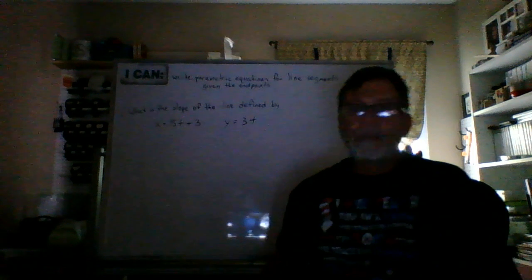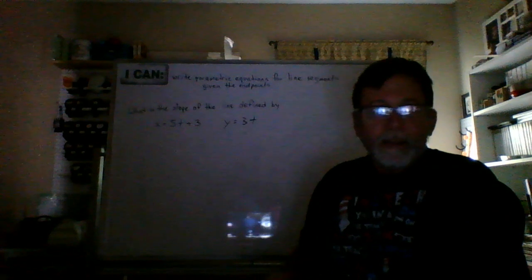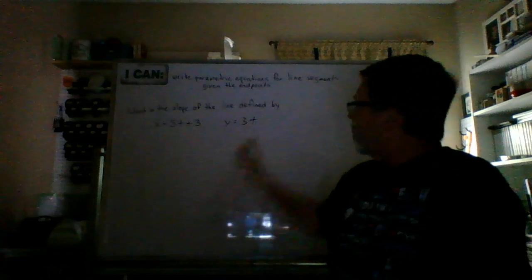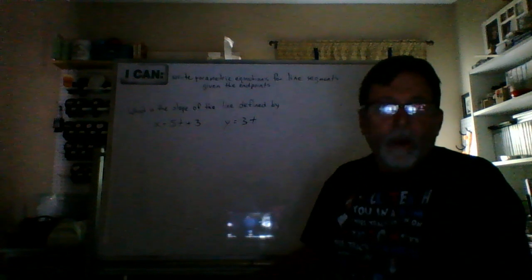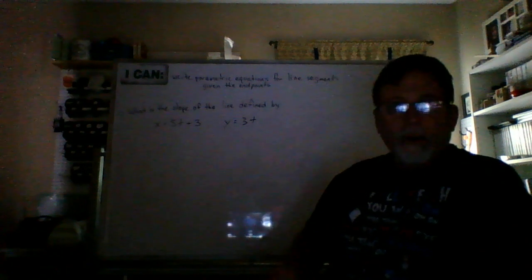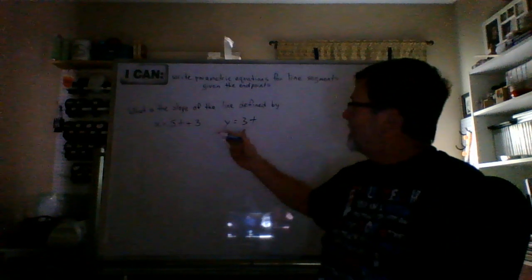Okay. Today we're going to do parametric equations that form lines, and I have two of them: x equals 5t plus 3 and y equals 3t. And I want to know what is the slope of the line that contains those parametric equations. We're going to do the same thing. We're going to start off by solving for t.